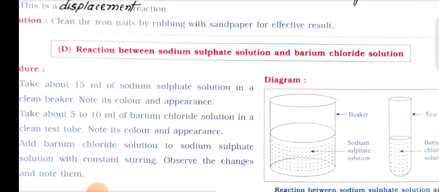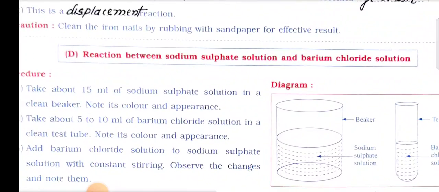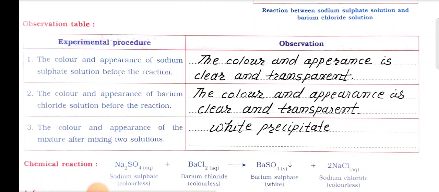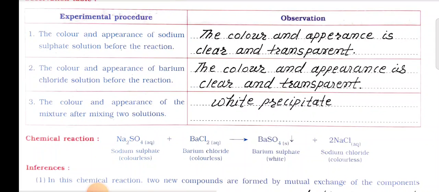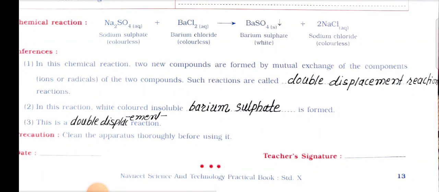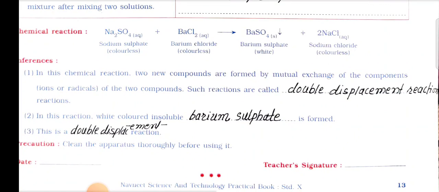Now D, reaction between sodium sulfate solution and barium chloride solution. Observation table: the color and appearance of sodium sulfate solution before the reaction is clear and transparent. The color and appearance of barium chloride solution is clear and transparent, and lastly the color and appearance of the mixture after mixing the two solutions is white. Now chemical reaction and inferences. This is a double displacement reaction because here BaSO4 is formed instead of Na2SO4 and 2NaCl instead of BaCl2.